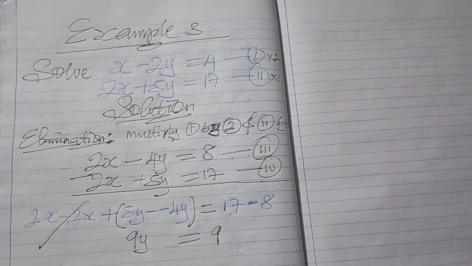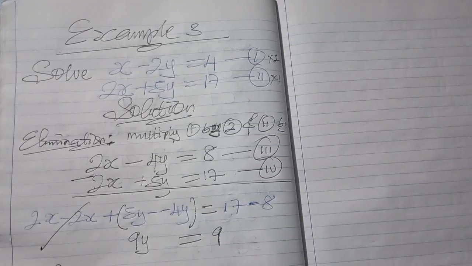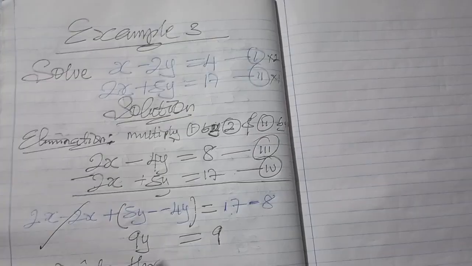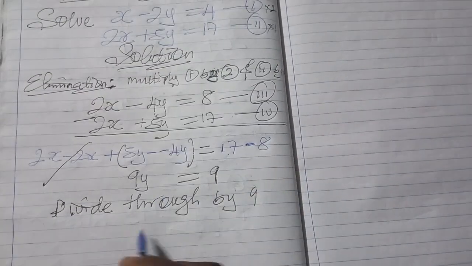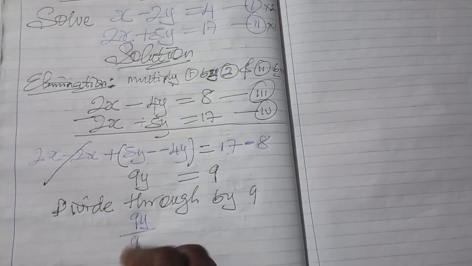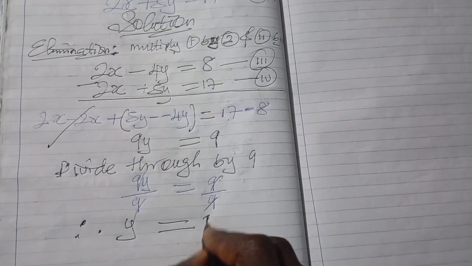Therefore, okay, divide through by 9. I can have 9y over 9 is equals to 9 over 9. So y is equals to 1.